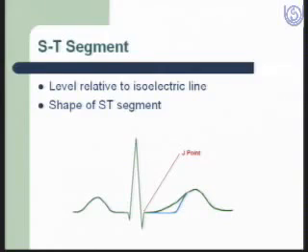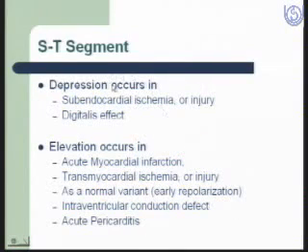ST segment is from the end of QRS complex to the onset of T wave. It is the level relative to the isoelectric line, and shape of the ST segment is also very important. Depression of the ST segment is a feature of subendocardial ischemia or injury, but is also seen in patients with digitalis effect. And elevation is a hallmark of acute myocardial infarction, transmural ischemia or injury, sometimes as a normal variant, in patients with intraventricular conduction defects and in pericarditis.